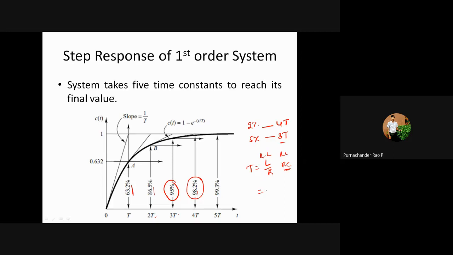Similarly for the mechanical system, the time constant is M by B, or J by B for the mechanical rotational system, and M by B is for the mechanical translational system. So always the mechanical time constant is higher than the electrical time constant of a system. This is only for the first order case, first order systems.